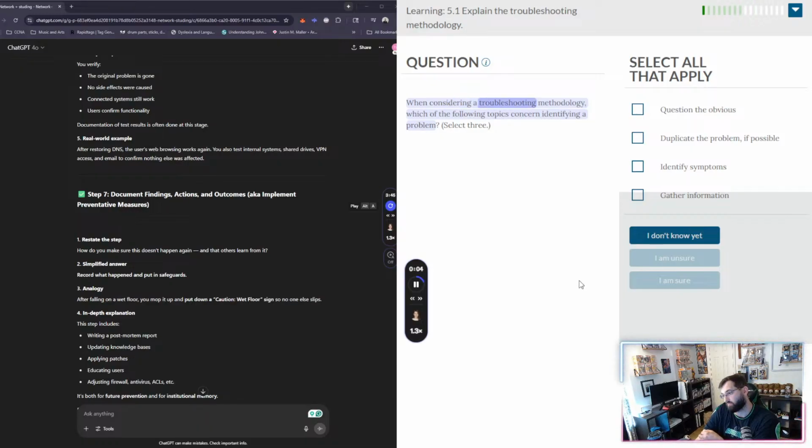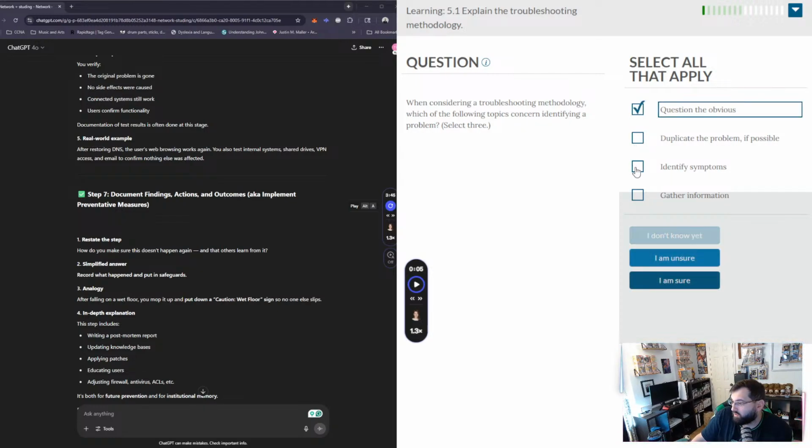When considering a troubleshooting methodology, which of the following topics concern identifying a problem? Oh, I was not paying attention. When considering a troubleshooting methodology, which of the following topics concern identifying the problem? Questions and observation, duplicating the problem if possible, identifying the symptom, gathering information. Duplicating the problem if possible. I don't know where that fits in, but it's definitely... Which of the following topics concern identifying the problem? Make it simple, Tyler. Don't go crazy with it.